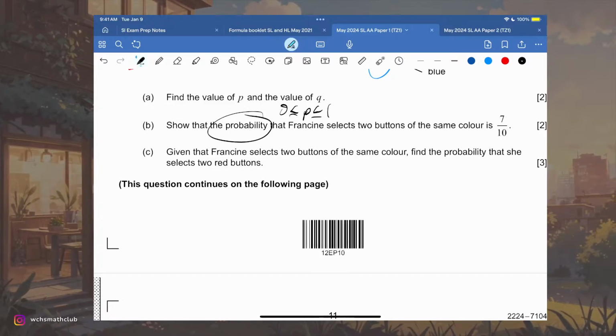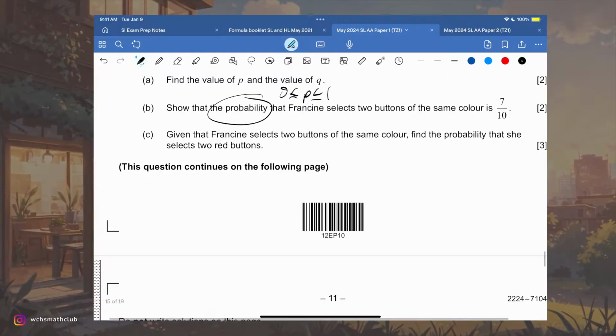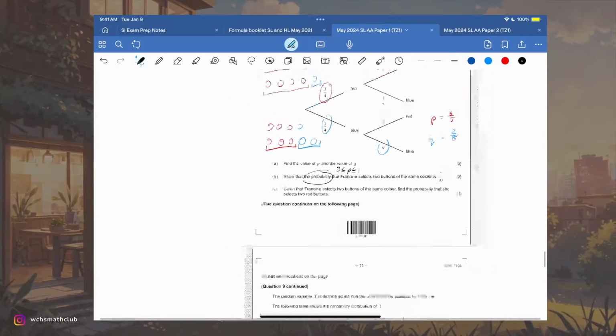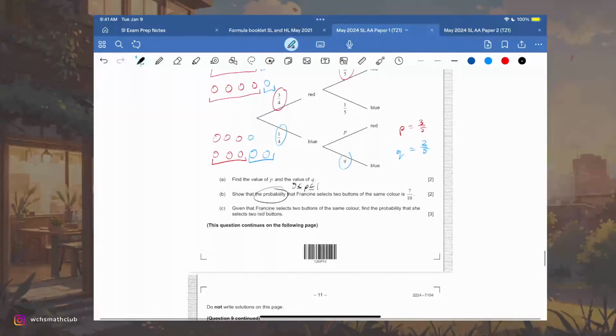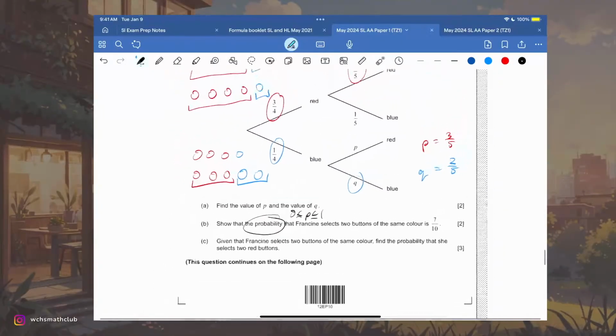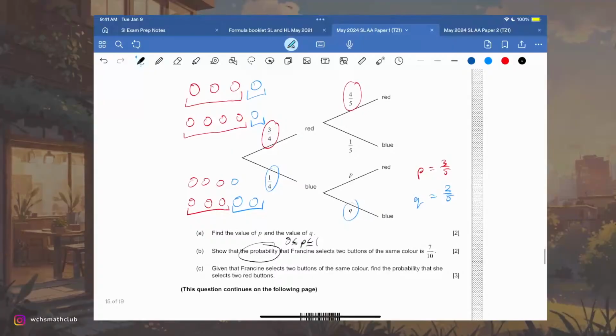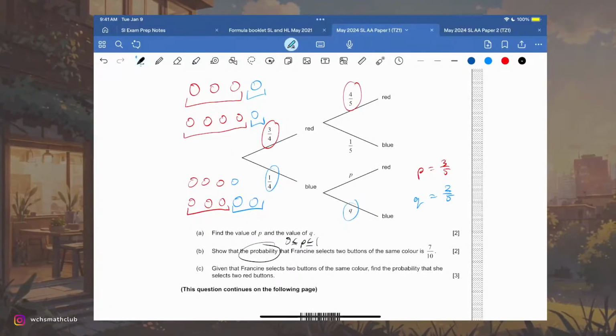Okay, so now we're going to go on to part C. Given that two buttons are of the same color, find the probability that there are two red buttons. Great. So if it gives us that there are two buttons of the same color that are selected, that means that either two reds are selected in a row or two blues are selected in a row.